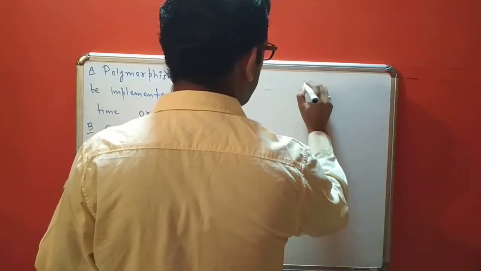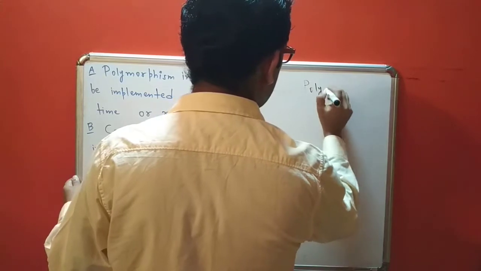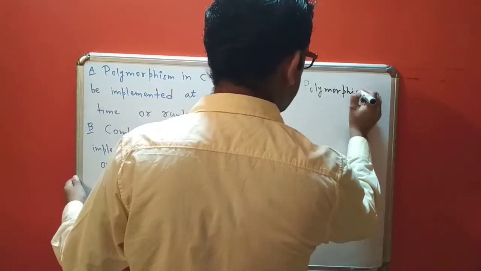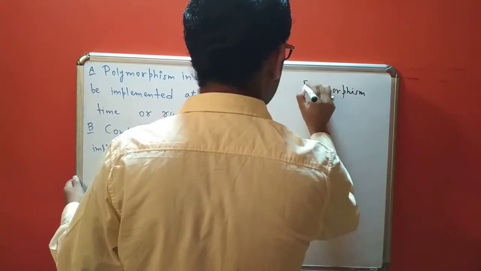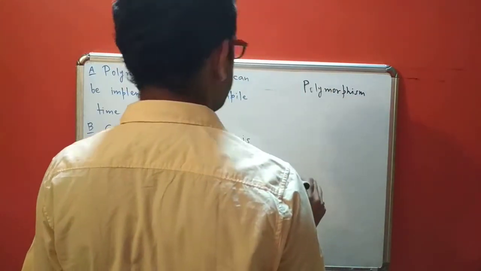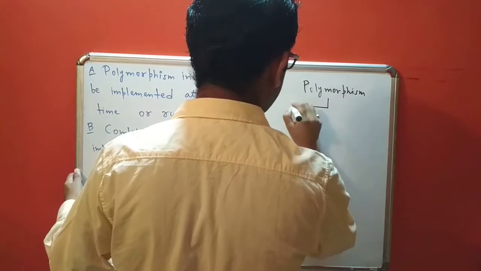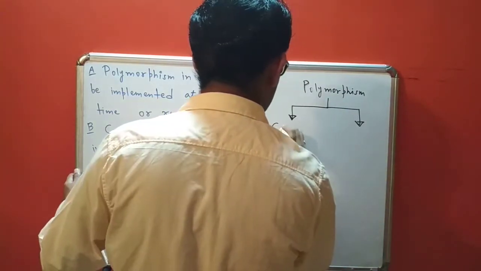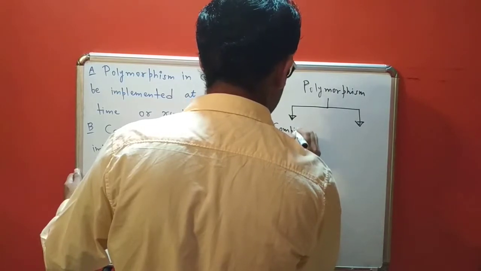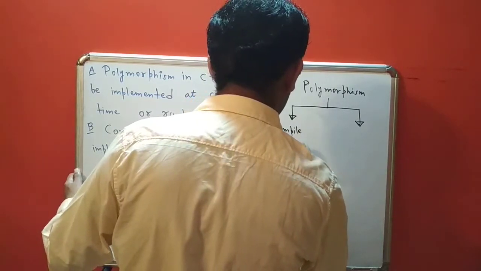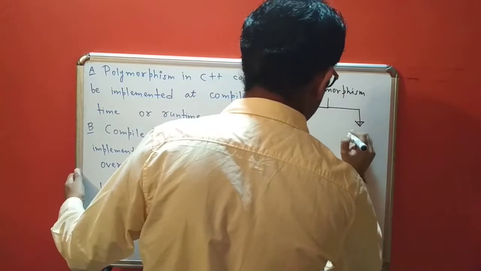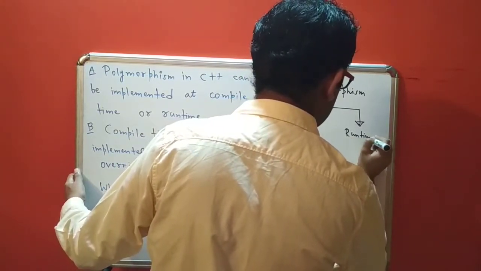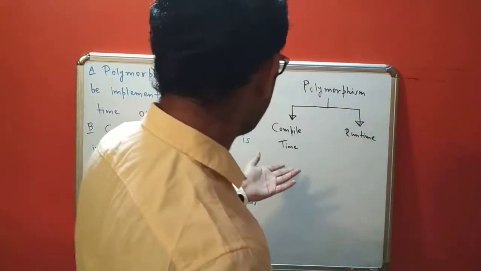Remember, polymorphism is implemented in two ways, or polymorphism is implemented at two times. This classification will help us to get the answer to this question which has been asked to us. So polymorphism can be implemented at two times. One is compile time polymorphism, and the other is runtime. So what is compile time polymorphism?